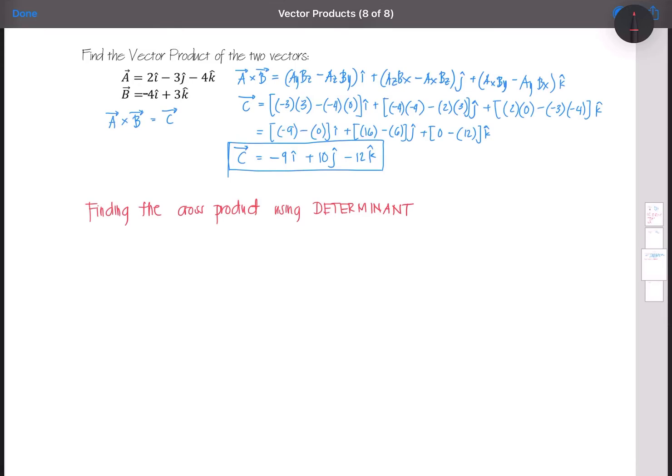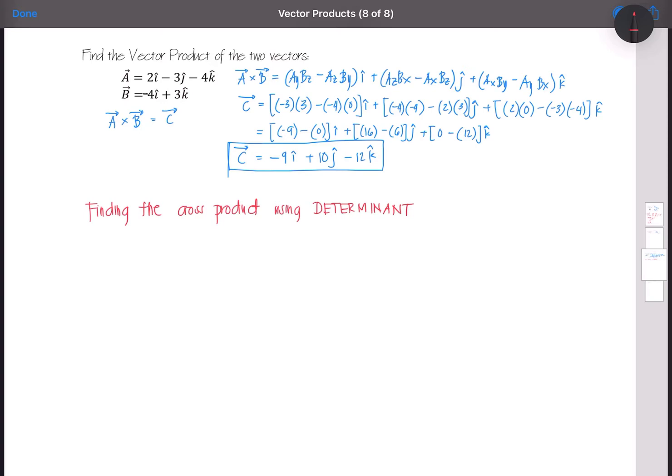Alright, this is a continuation. We're still using the same problem, but this time we'll try to get the cross product using the determinant. I don't know if you discussed this already in your higher mathematics. I think it's in linear algebra, where you'll be using the determinant. So for those of you who took it, let's have a review.